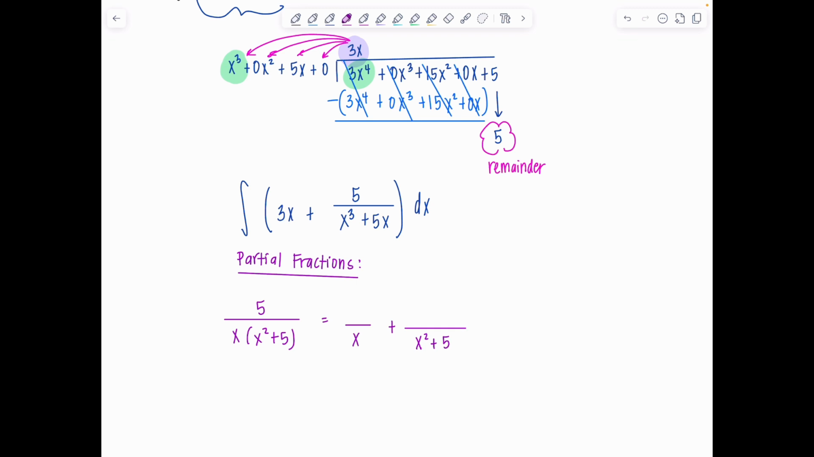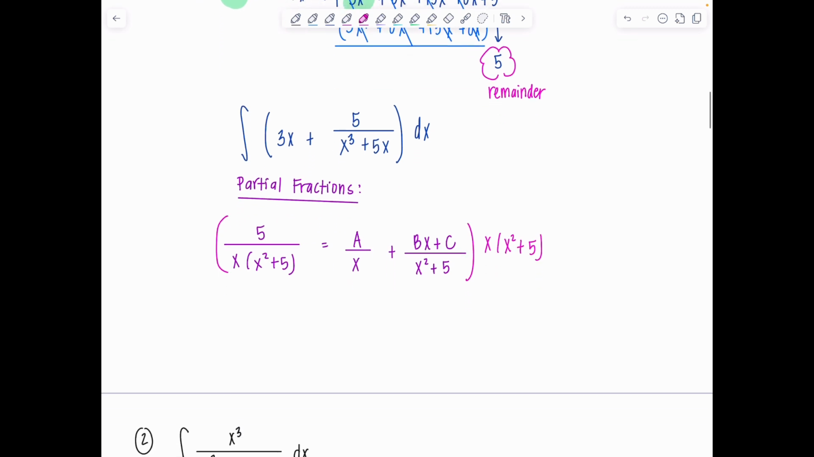x is just a linear factor, so we'll have constant A up top. x squared plus 5 is an irreducible quadratic, so then we'll have Bx plus C here. And then multiply everything through by the least common denominator, x times x squared plus 5. So you want no fractions now. And then we'll have 5 equals A times x squared plus 5 plus Bx plus C times x. Good?